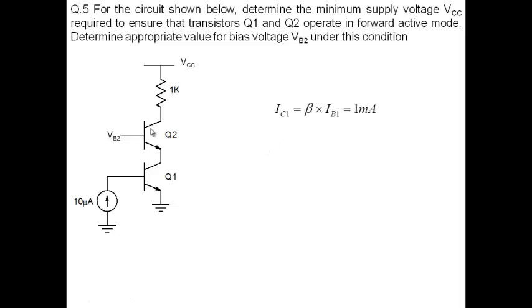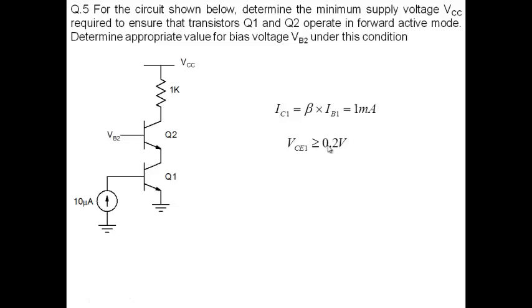If I say my transistor has to be in active mode, we know that this relationship is valid: IC is always beta times IB. So we know that IB1 is 10 microamperes. I multiply by 100, so I get 1 milliampere. Then if I have to keep my transistor Q1 out of saturation, we know that the collector emitter voltage has to be greater than or equal to 0.2. Because the moment you reach 0.2 or so, you are already in saturation.